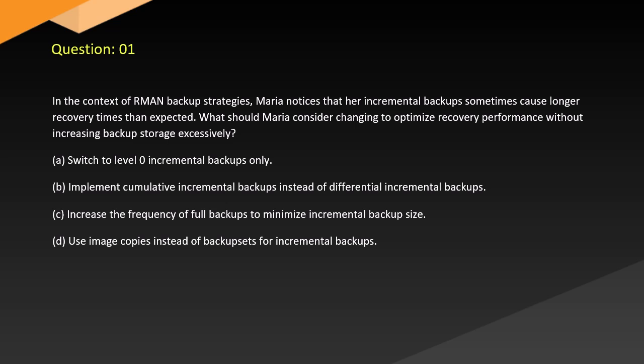A. Switch to level 0 incremental backups only. B. Implement cumulative incremental backups instead of differential incremental backups. C. Increase the frequency of full backups to minimize incremental backup size. D. Use image copies instead of backup sets for incremental backups.